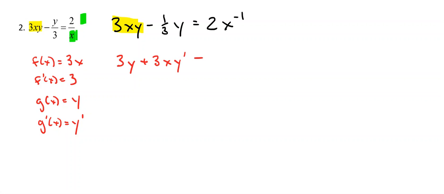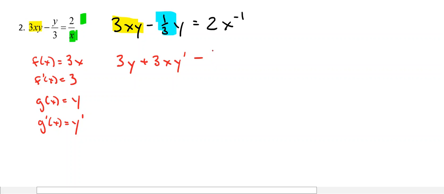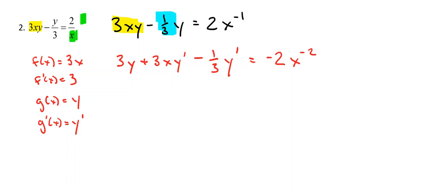Now, the derivative of minus 1/3 y is simply minus 1/3 y prime. And then the derivative of 2x to the negative 1 would be, bring the negative 1 down, times 2 is negative 2x, and subtract 1 from the exponent to be minus 2. And that is the derivative. But of course, we now need to clean it up, simplify it.